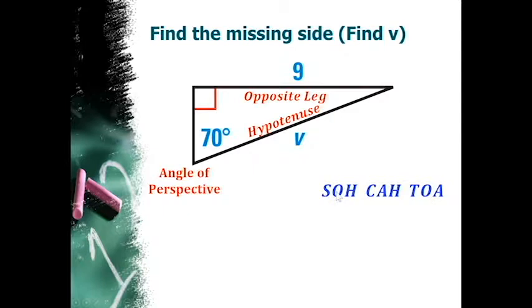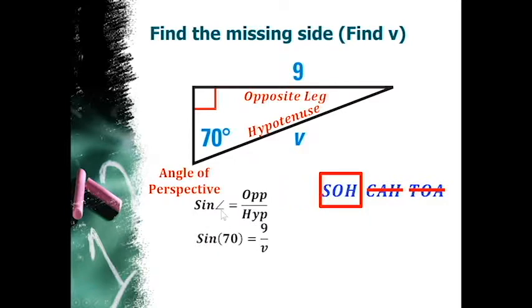Now we're going to figure out which of the trig functions we would use for this problem. We need the one that is going to work with the opposite leg and the hypotenuse. That looks like it would be the sine function right here. Sine is opposite over hypotenuse. We're going to ignore the other two and set up our equation. The sine of the angle is equal to the opposite leg over the hypotenuse. Plug in our values. Our angle is 70 degrees.